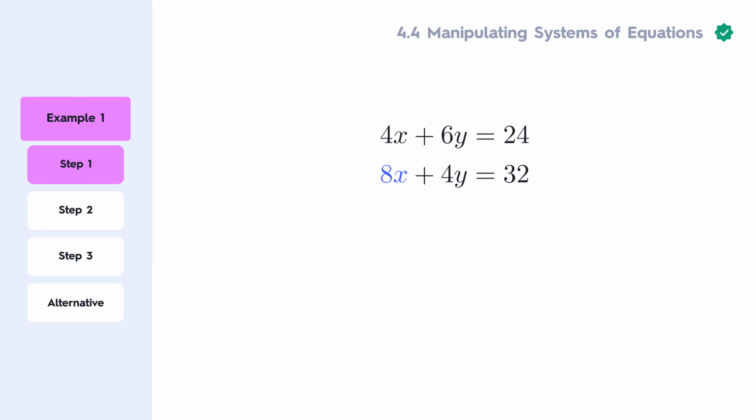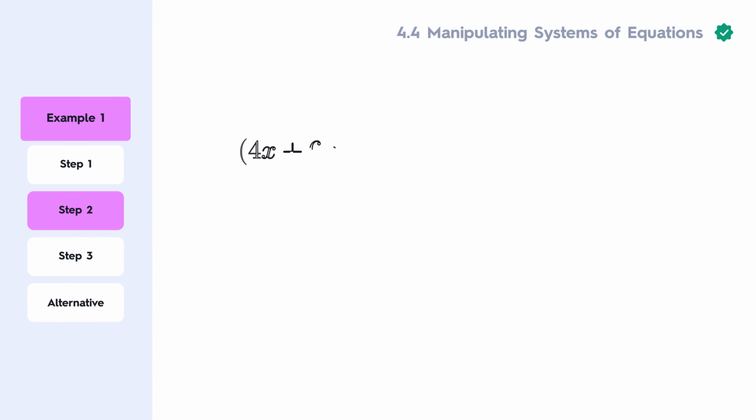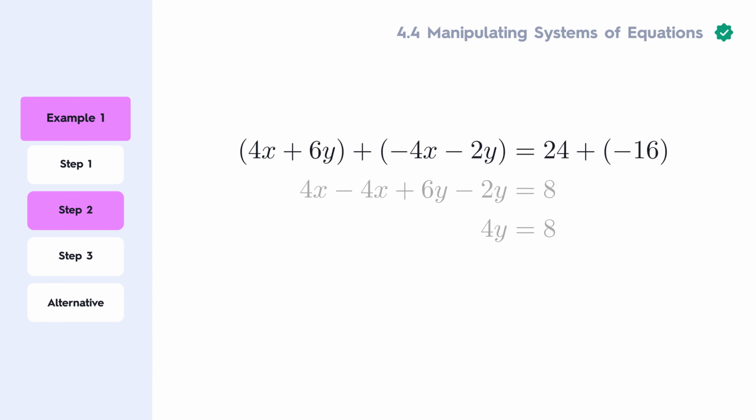We should first notice that by dividing the second equation by -2, we can get -4x, which is the opposite of 4x in the first equation. Now that we have -4x in the second equation and 4x in the first, we can sum the two equations to eliminate x. Now, let's simplify our equation. Finally, we divide both sides by 4. By dividing the second equation and summing the two, we easily eliminated x and solved for y.